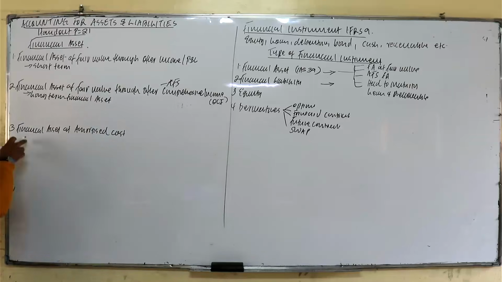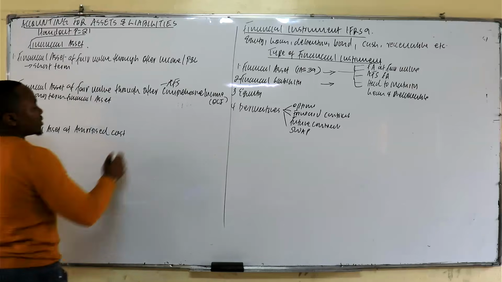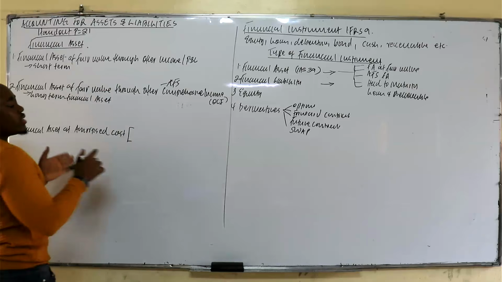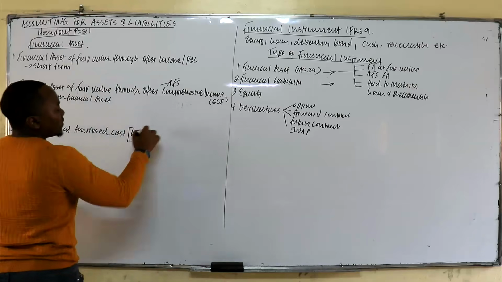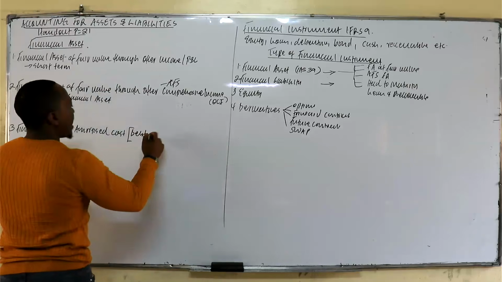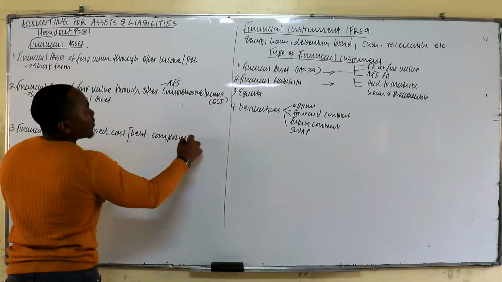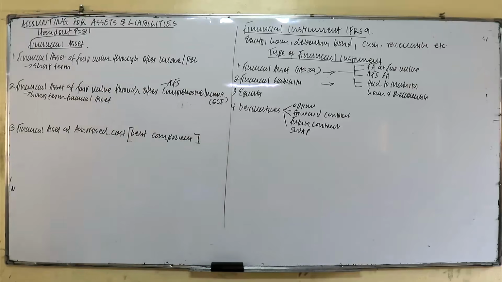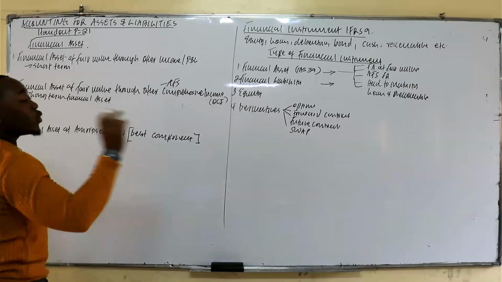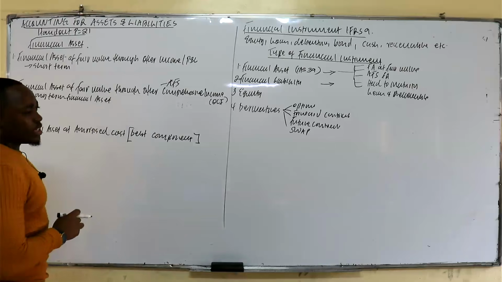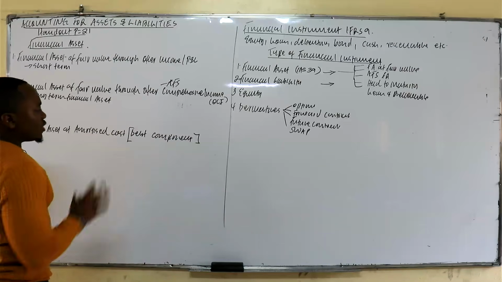Then number 3, there is financial asset at amortized cost. Now, financial asset at amortized cost purely comprises the debt assets or debt component. Debt component such as debenture, such as a loan with a given maturity period. Equity does not fall under that.